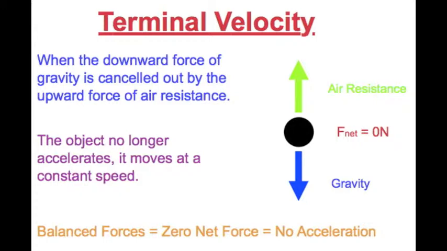An object reaches its terminal velocity when the downward force of gravity is canceled by the upward force of air resistance. The forces are balanced, so there's no acceleration.